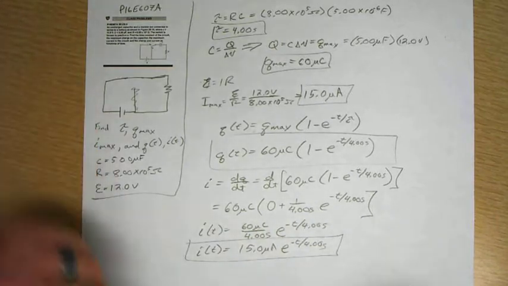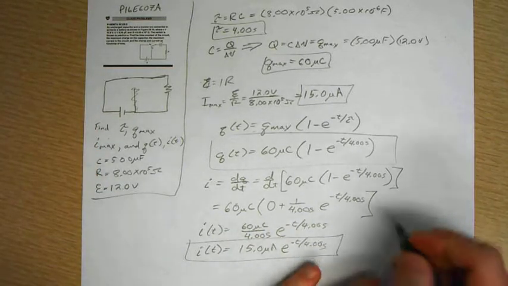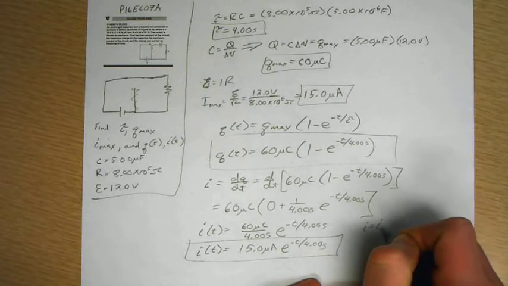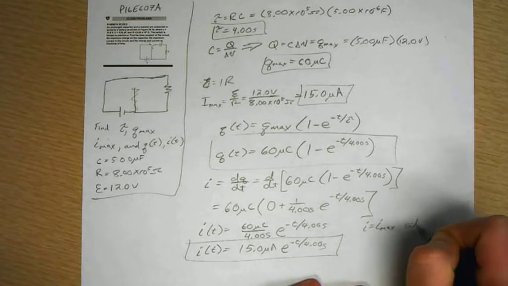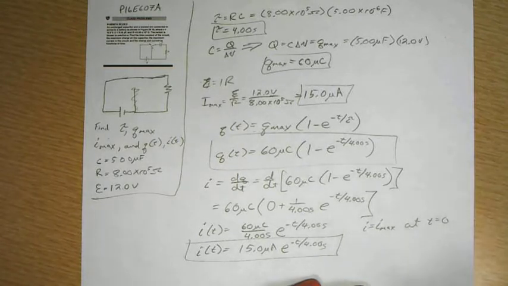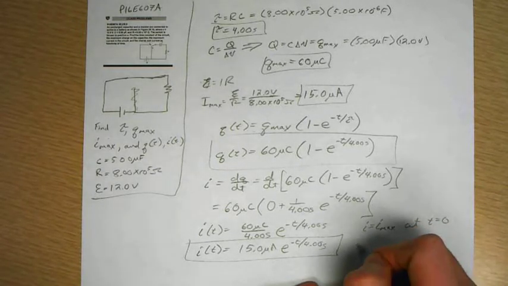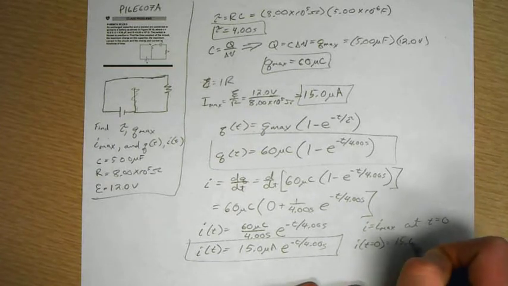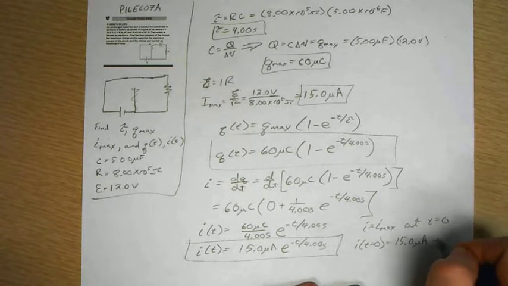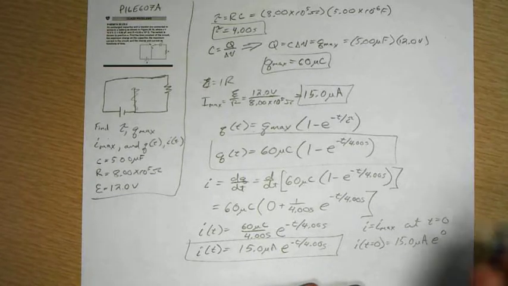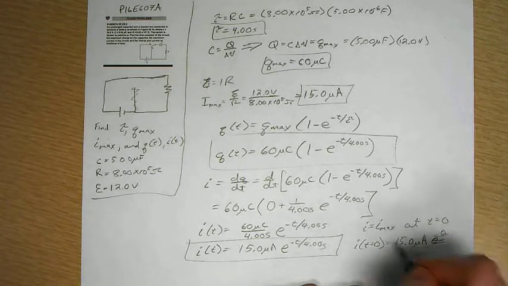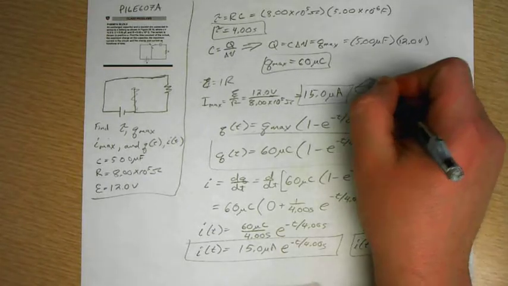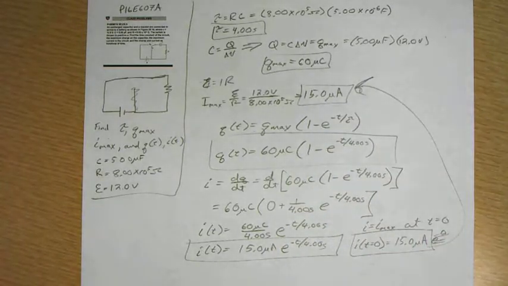So we have that. Now what is I max? Well, i equals I max at t equals 0. So i of t equals 0 equals 15.0 microamps times e to the 0th power, right? Which is just 1. So I max is 15 microamps, which is what we found up here. So everything works.